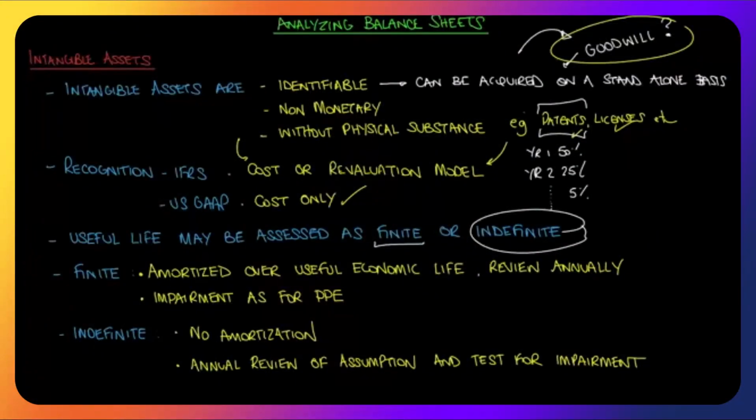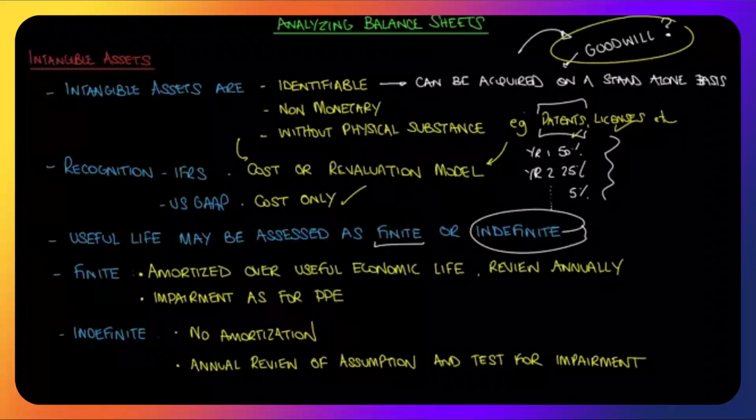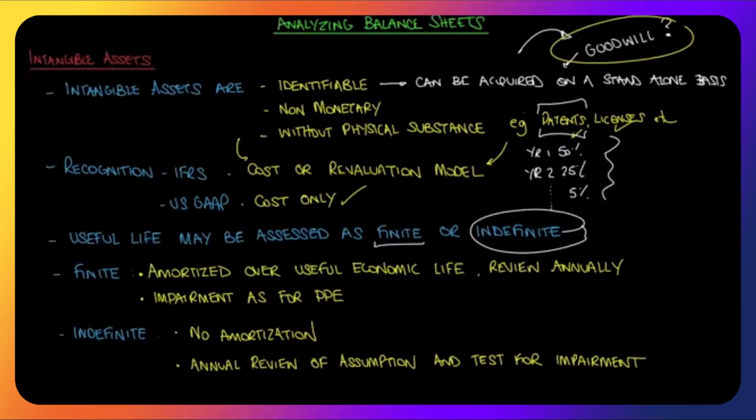Finite lives, as I say, amortized over the useful life. Try and tailor it to the revenues it generates. Review it annually just to make sure you think that useful life is still relevant. For example, your patent still holds, your product hasn't been banned, hasn't been made obsolete by some new technology that people now prefer.